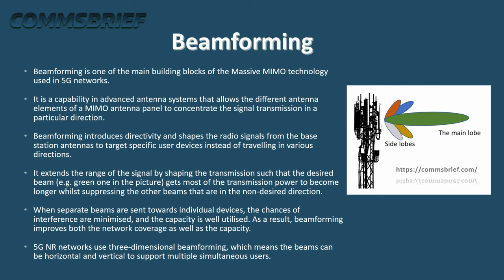Beamforming can extend the range of the signal by shaping the transmission such that the desired beam, for example, the green one in this picture, gets most of the transmission power to become longer whilst suppressing the other beams that are in the non-desired direction. When separate beams are sent towards individual devices, the chances of interference are minimized and the capacity is well utilized. As a result, beamforming improves both the network coverage as well as the capacity. 5G NR networks use three-dimensional beamforming, 3D beamforming, which means the beams can be horizontal and vertical to support multiple simultaneous users.